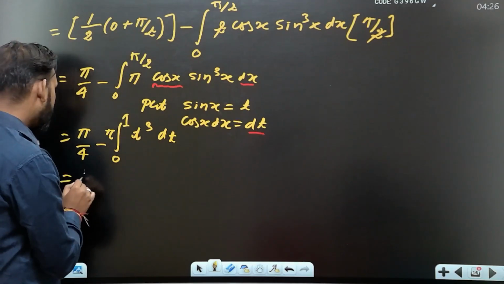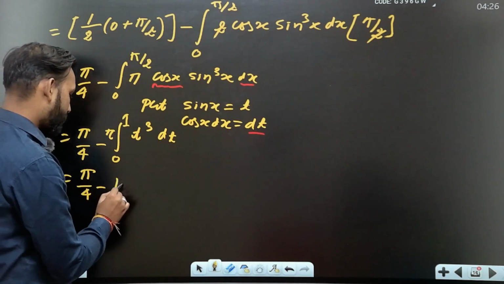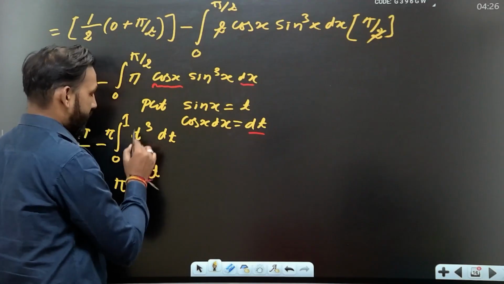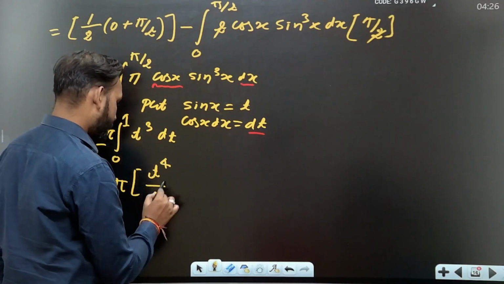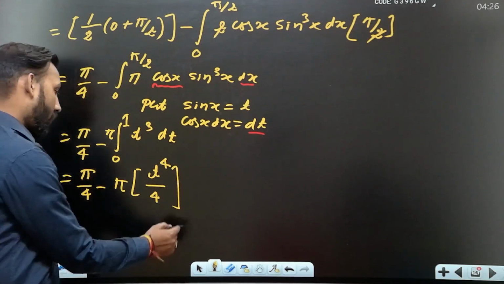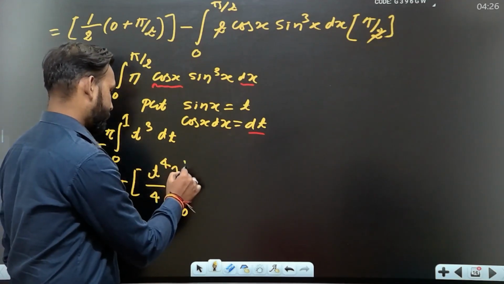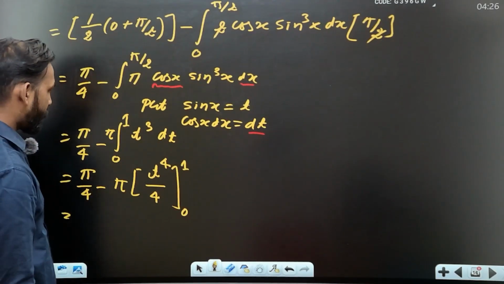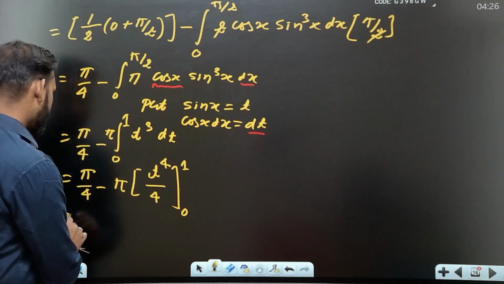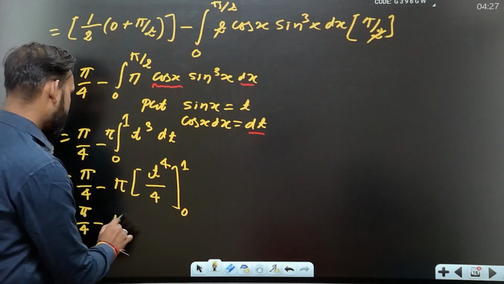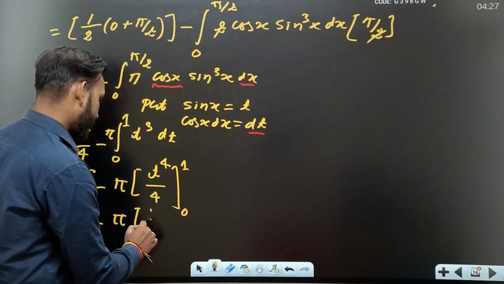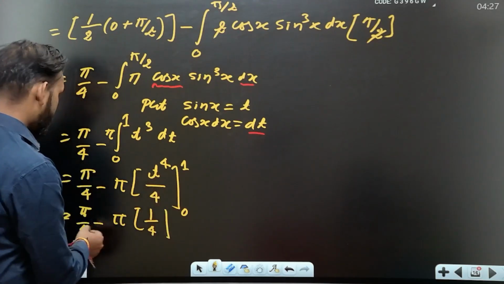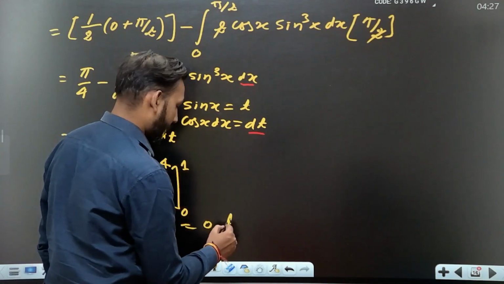It's simple. Now pi by 4 minus pi, and we get the t cube, integration of t cube is t to the power 4 over 4, with limits 0 to 1, and we have pi by 4 minus pi, and we put the upper limit which is 1 over 4 because the power of 1 is 1, and lower limit is also 0, then we get pi by 4 minus pi by 4, 0, and 0 will be our answer.